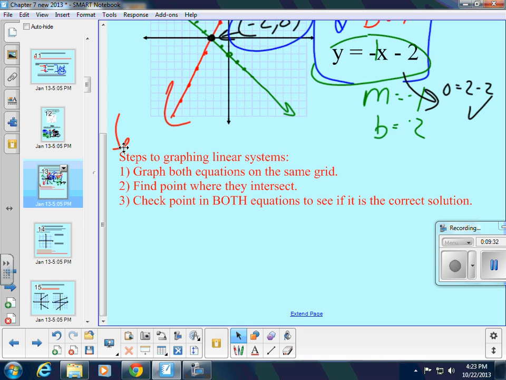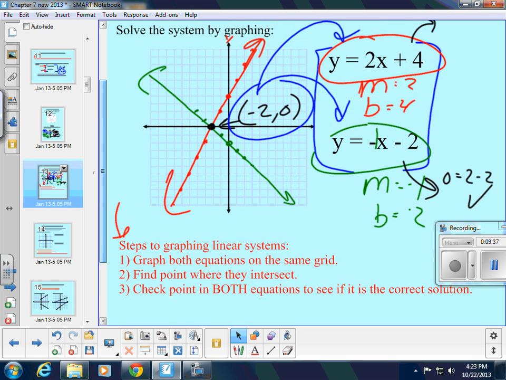Step 1, just like we did above, we're going to graph both equations on the same grid. So again, that's almost just like a review of graphing. Step 2, find the point where the two lines intersect. That's going to be the solution we're looking for. Many systems are going to have one solution like that. We'll talk about some special cases in the future where, again, there can be no solutions. There are infinitely many, but usually we'll be looking for the one solution.